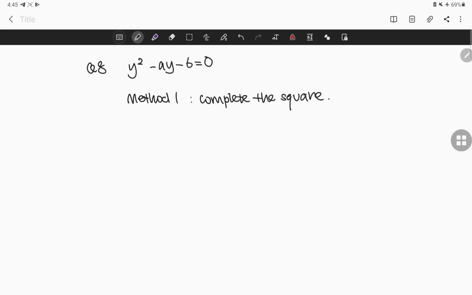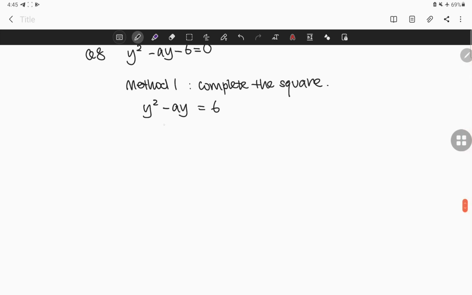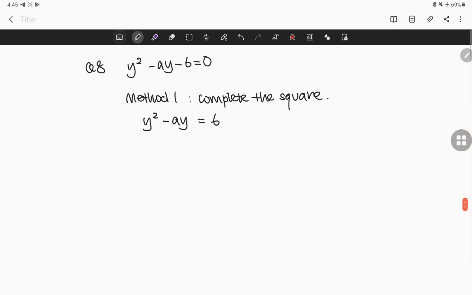So what we need to do is, first, we add 6 to both sides of the equation to bring the constant term to the right hand side of the equation. Next, since we are completing a square for y squared minus ay, we will have something squared minus something squared again. And this will be equal to 6. 6 is from here.